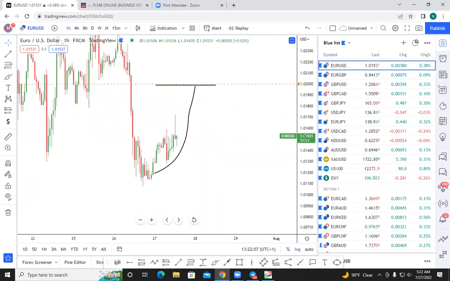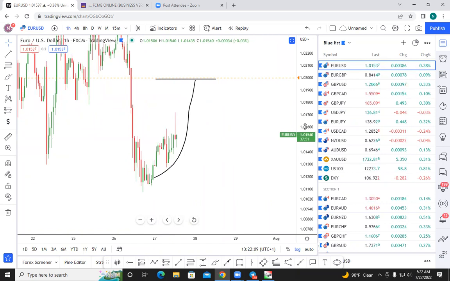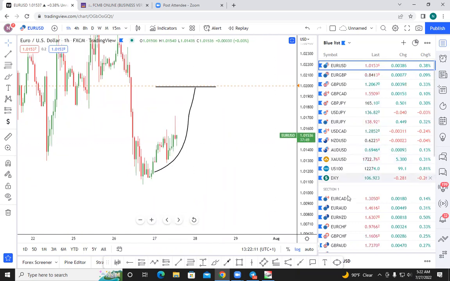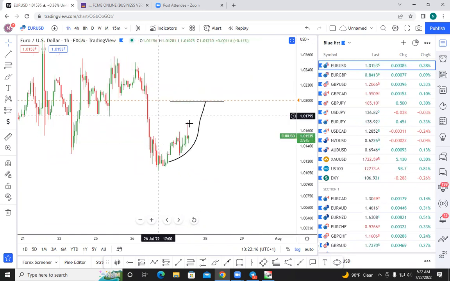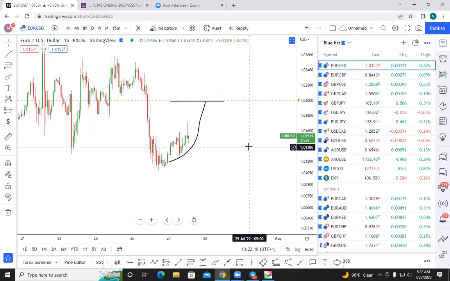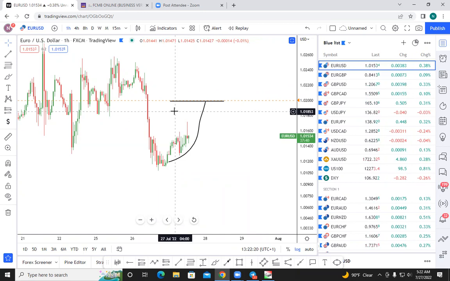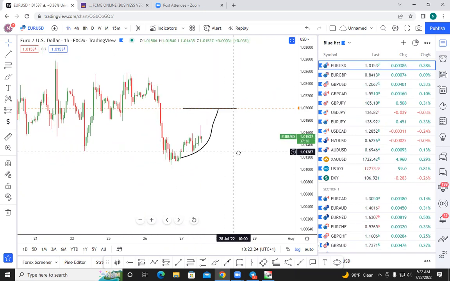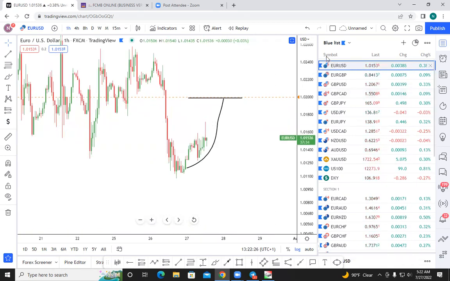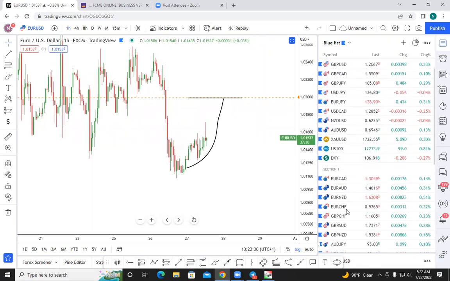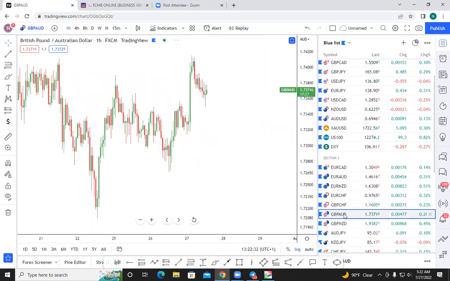I think we had a break even on the euro dollar. Okay, we had a break even on euro dollar. All right, no problem. Whoever can re-enter can re-enter, but no problem. Okay, let's go. We're on GBP AUD, right? Yes, GBP AUD.